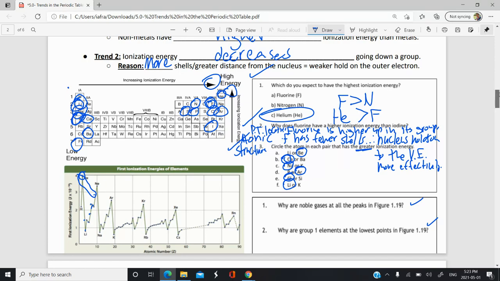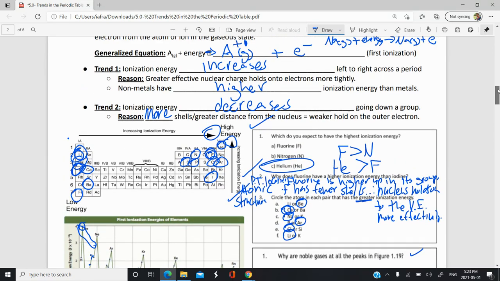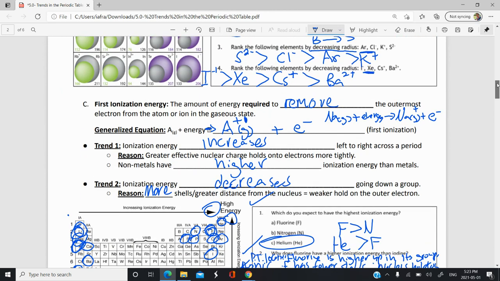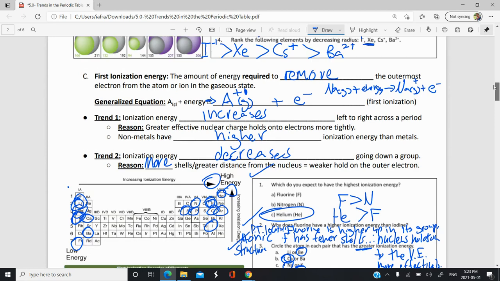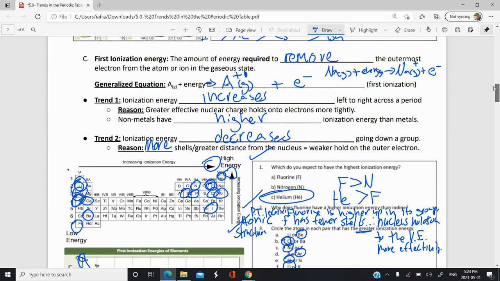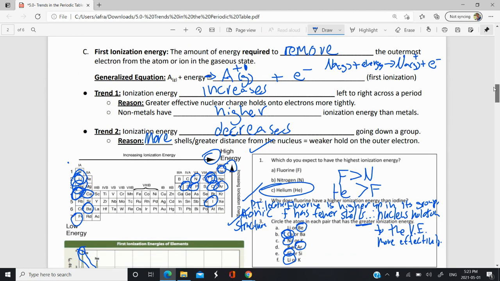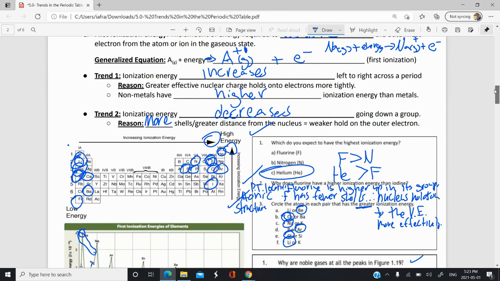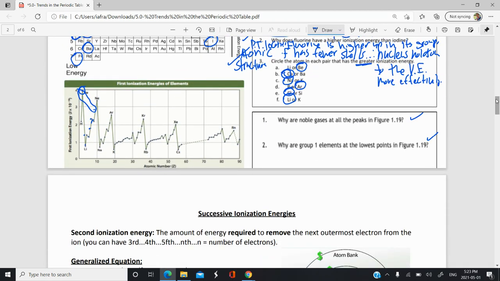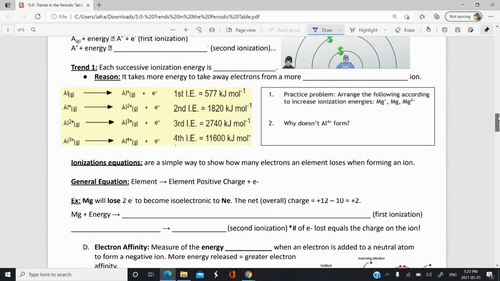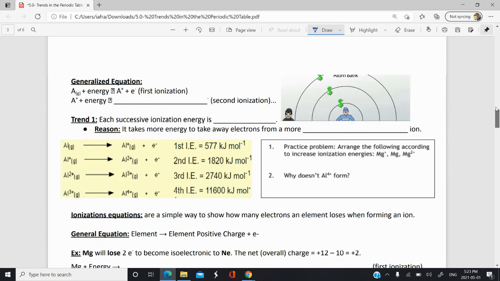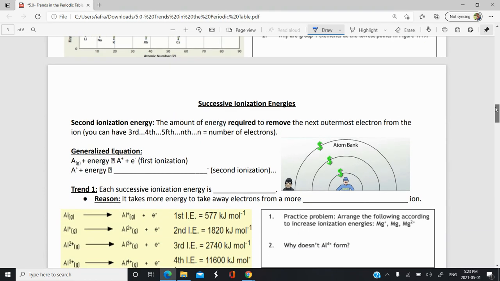And so that is a trend of ionization energy. We saw how to write some equations for ionization energy, the first ionization energy, and we saw how to identify the trend in the periodic table and to explain that trend in the periodic table. And we also saw how to read the graph for ionization energies. We're just going to finish off this video by taking a look at successive ionization energies.